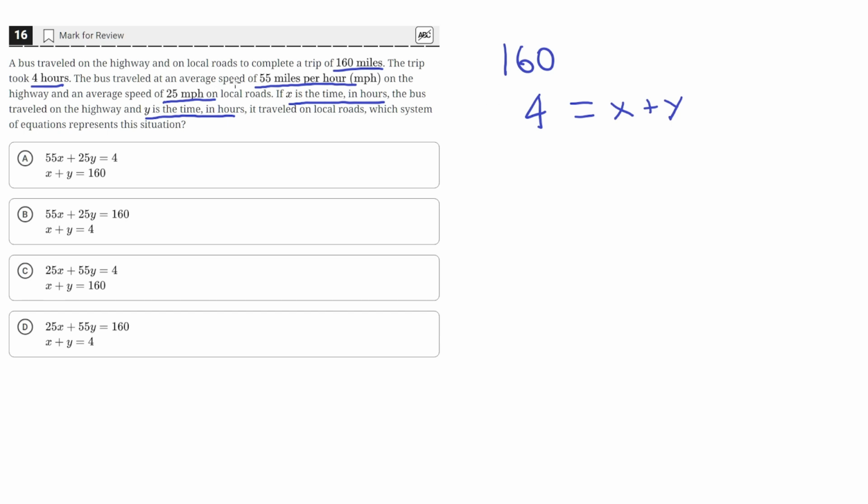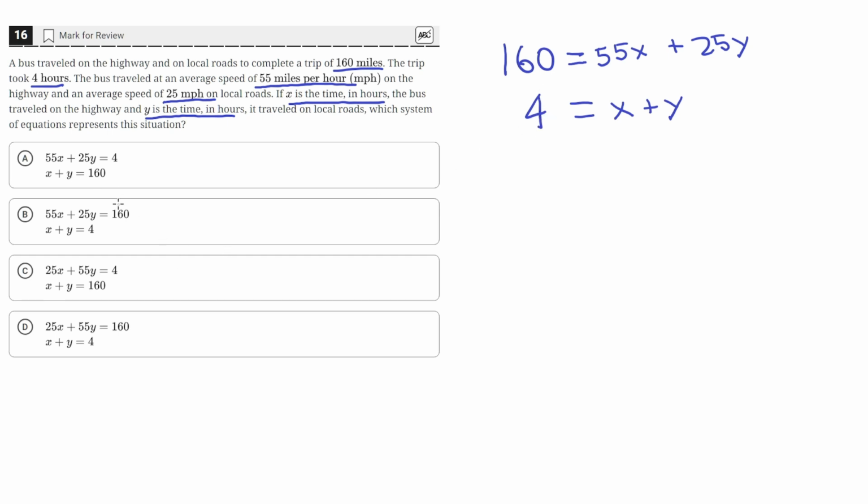And we're also given that the bus traveled a total amount of 160 miles, and it traveled 55 miles per hour on highways and 25 miles per hour on local roads. Therefore, 160 must be equal to 55 times x, which represents the 55 miles per hour times the time it traveled on the highways, plus 25 miles per hour it traveled on the roads times y, which represents the time it traveled on the roads. Therefore, these two equations represent this system.